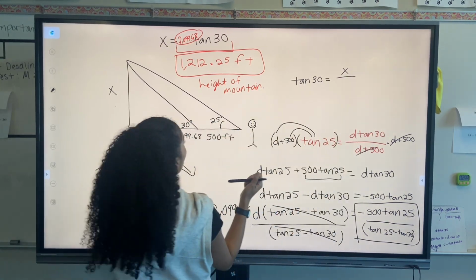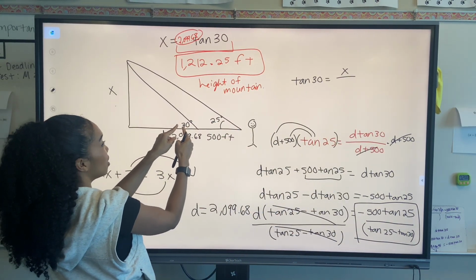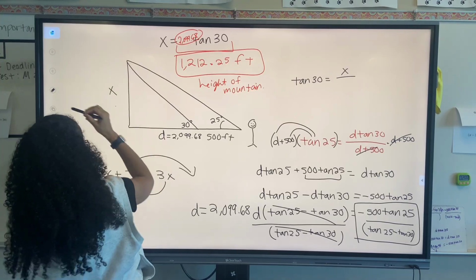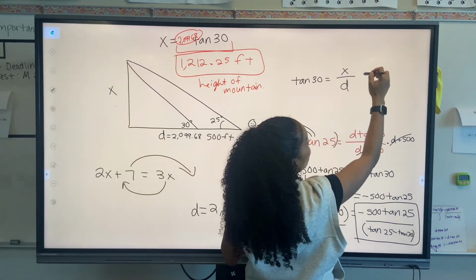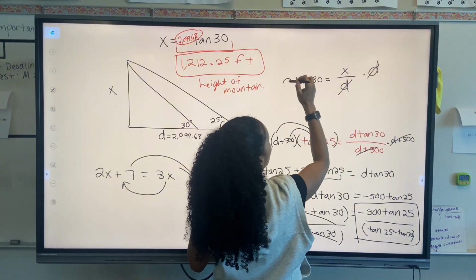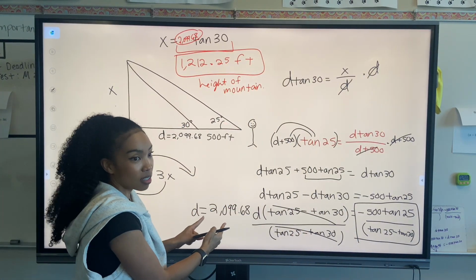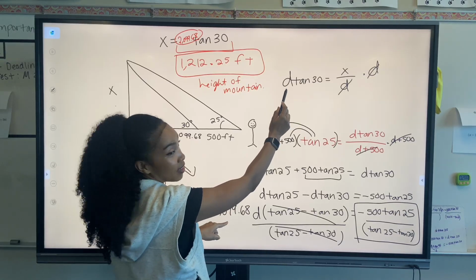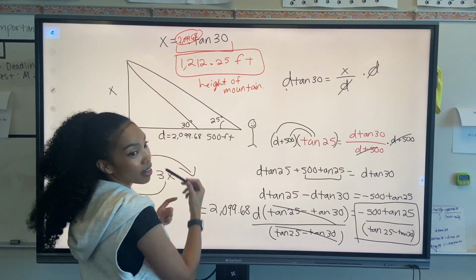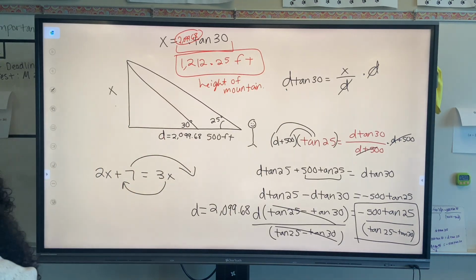So the original problem was tangent 30, opposite over adjacent. So that's x over d, and then I multiplied both sides by d. Well, we just found d. Oh, yeah. So I just put 2,099 right there, and that's how that became there. Any other questions?